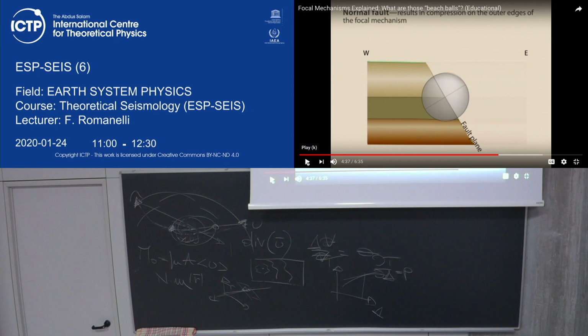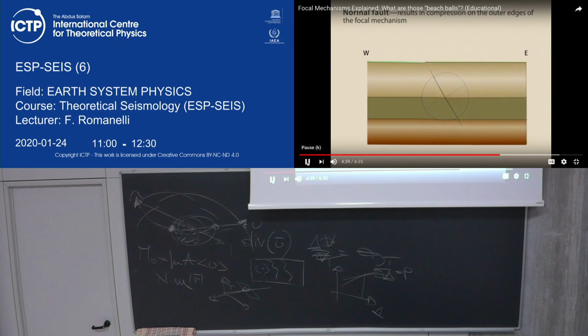Now, if you take the focal sphere from the side, it will reveal 4 quadrants, because 4 quadrants for P waves are everywhere. But the point is that at the end of the stage, we will look at it from the top. And we will lose that symmetry, apparently.